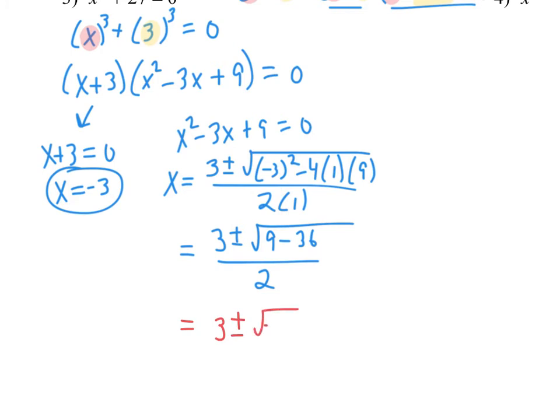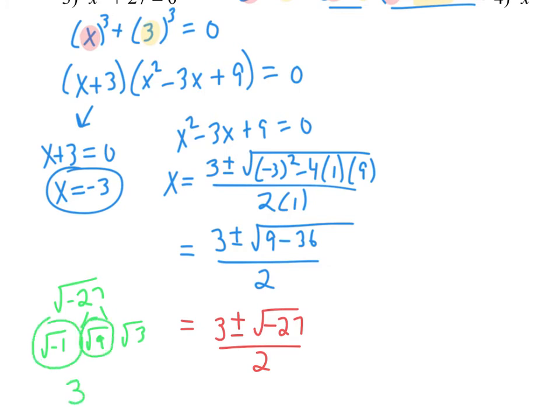so -27 over 2. Then let's see, what can we do with that square root of -27? To simplify that, I know the -1 needs to come out. The 27 we can write as 9 times 3, and that's going to help us because 9 is a perfect square. So the square root of 9 is 3, the square root of -1 is i, and the square root of 3 is just the square root of 3.